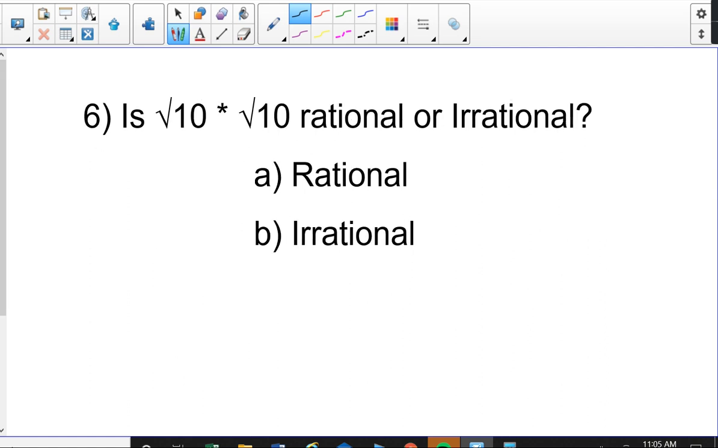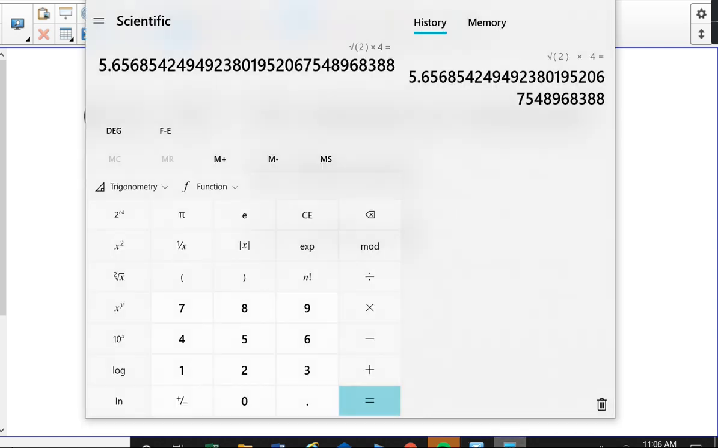And question 6, our last question about rational or irrational. Here we are multiplying two irrational numbers because square root of 10 and square root of 10 are both numbers that are not perfect squares. 10 is not a perfect square, okay? So let's see what square root of 10 looks like on our calculator.